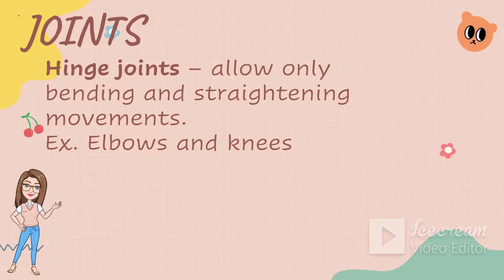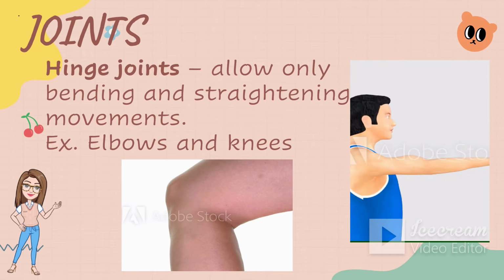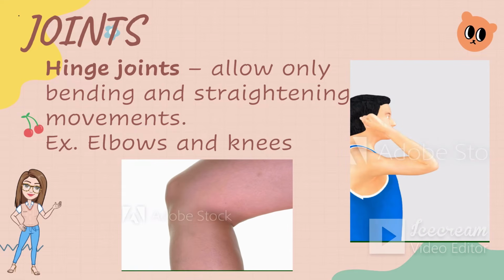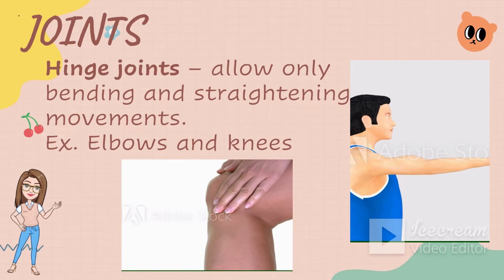Another type of joint is hinge joints. The elbows and knees are examples of hinge joints. They allow only bending and straightening movements. The upper arm and lower arm are also connected by hinge joints.